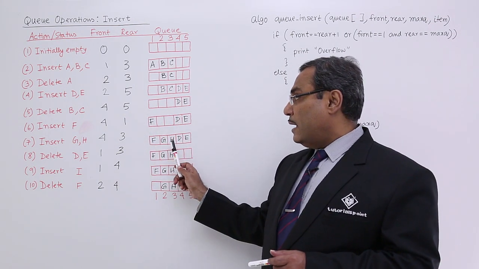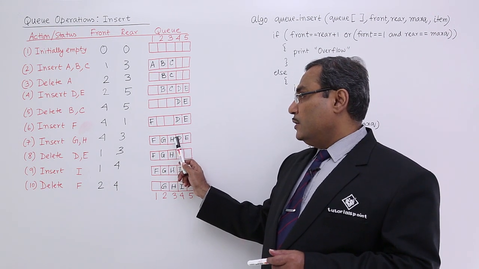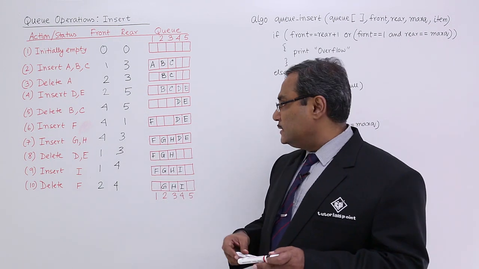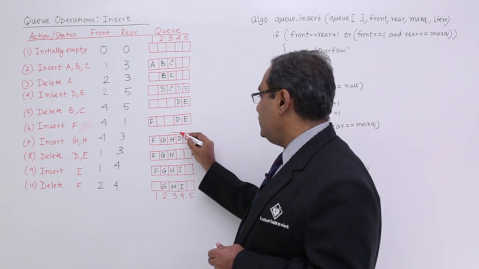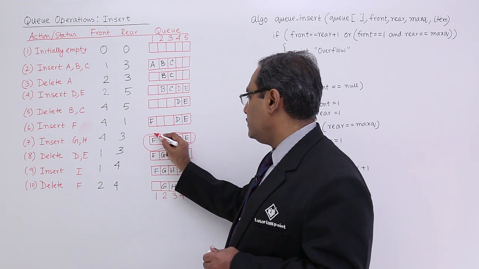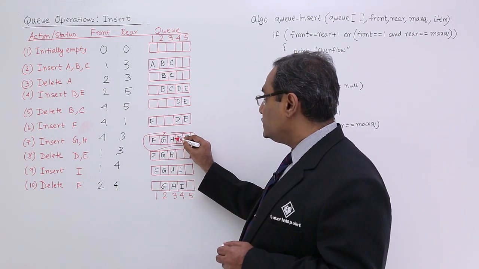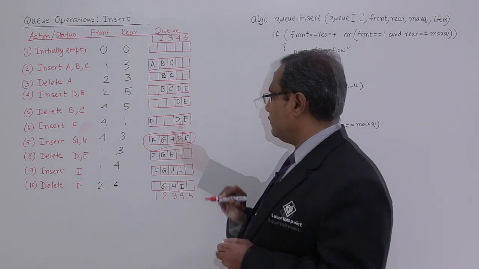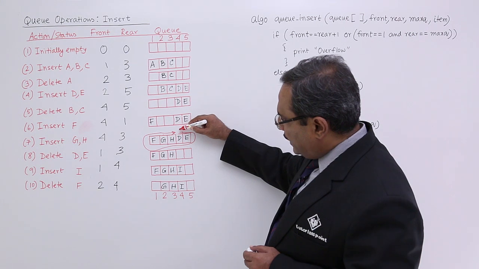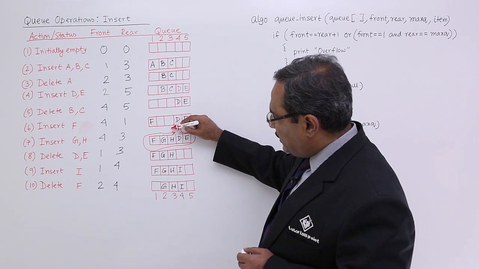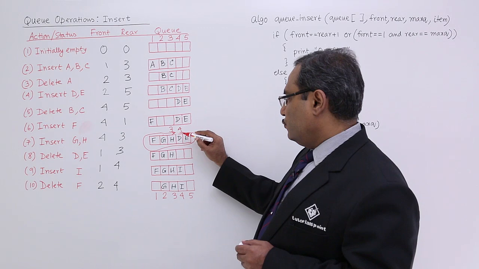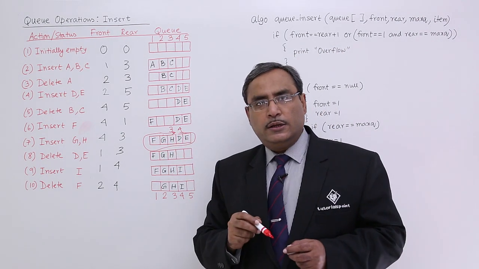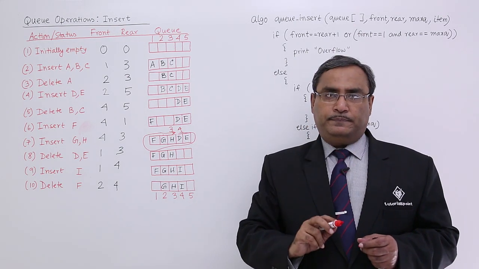Look at this particular pattern: front is equal to 4 and rear is equal to 3. That means the queue has a formation like this. Front is the location number 4, and rear is the location number 3. So front means this one and rear means this one. It indicates that the queue is completely filled up.